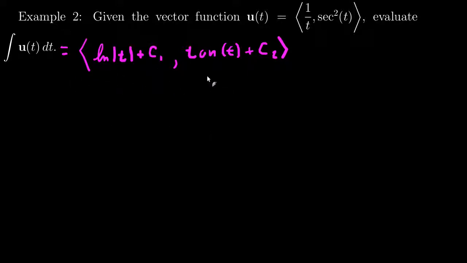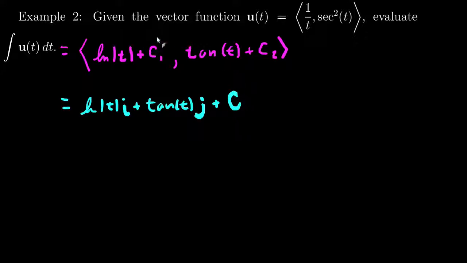Or, and this is one I prefer because I was given the ordered pair form of this, the rectangular form. Or I can write this as the natural log of the absolute value of t i plus the tangent of t j plus the vector c, which includes c1 and c2 parts. So both are acceptable.